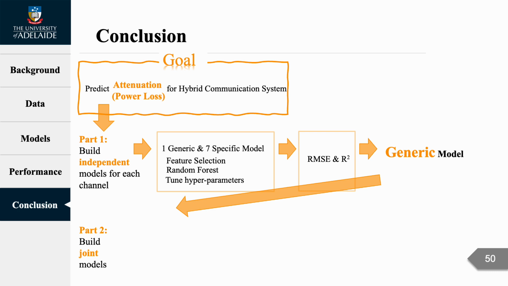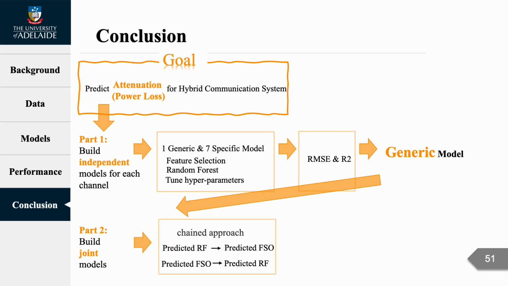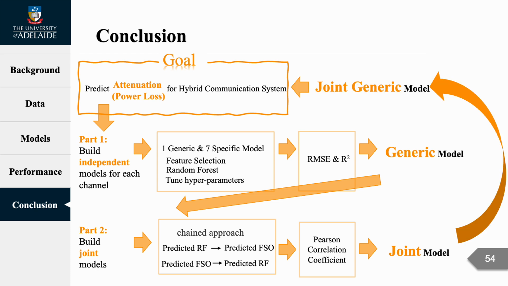Additionally, we built a joint model to capture correlations between RF and FSO, by incorporating the predicted attenuation of one channel as a feature when modeling the other. After comparing the Pearson correlation coefficient between the measurements, the independent model and the joint models, we found that the joint model more accurately mirrored real-world channel interactions. Overall, we built a joint generic model to predict signal attenuation for hybrid communication systems.